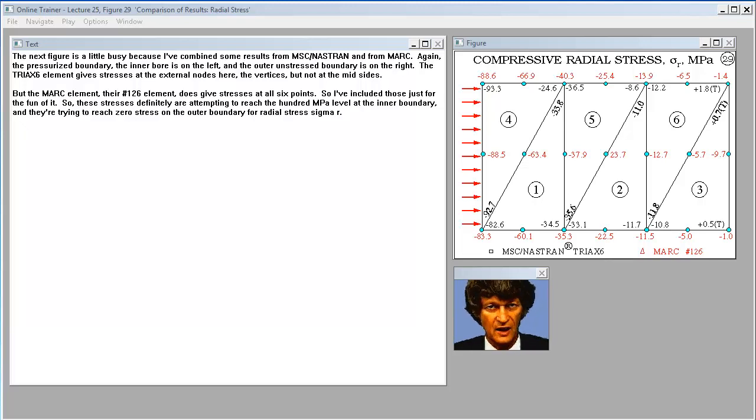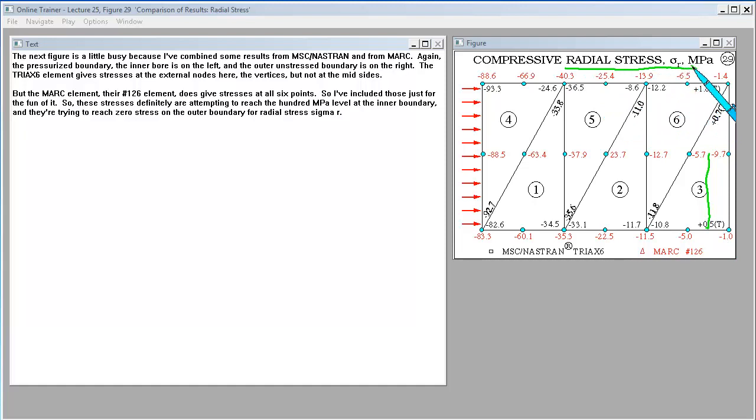The next figure is a little busy because I've combined some results from MSC-Nastran and from Mark. Again, the pressurized boundary, the inner bore, is on the left and the outer unstressed boundary is on the right. The Triax-6 element gives stresses at the external nodes here, the vertices, but not at the midsides. But the Mark element, their number 126 element, does give stresses at all 6 points. So I've included those just for the fun of it. So these stresses definitely are attempting to reach the 100 megapascal level at the inner boundary, and they're trying to reach zero stress on the outer boundary for radial stress sigma r.